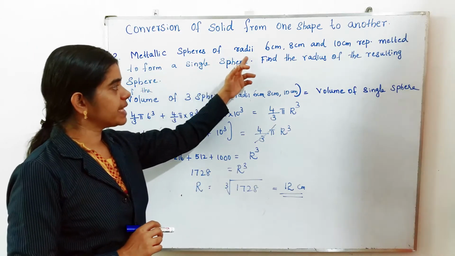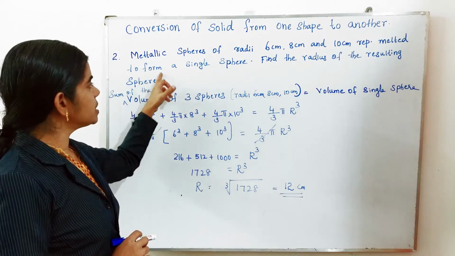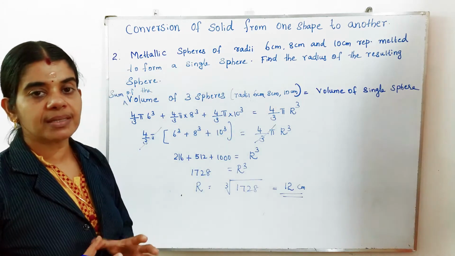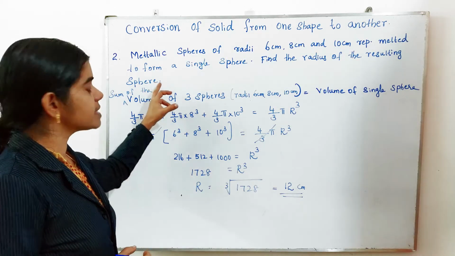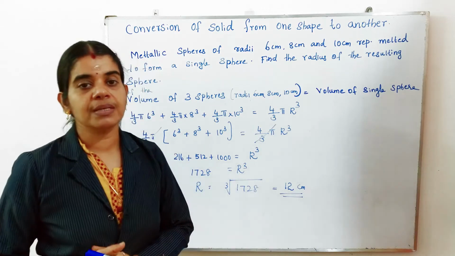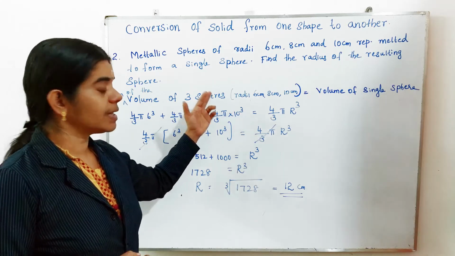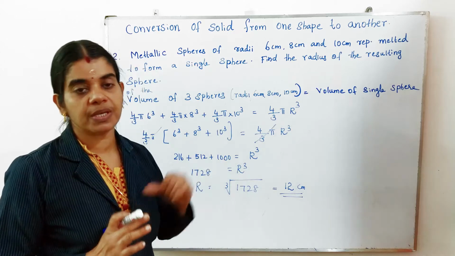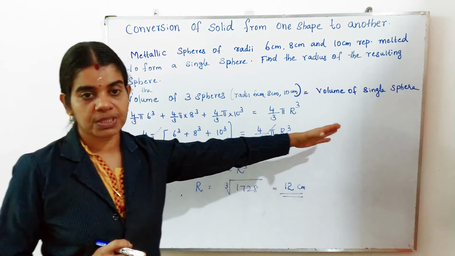Next question. Metallic spheres of radius 6 centimeter, 8 centimeter and 10 centimeter respectively are melted to form a single sphere. Three small spheres are there. We are melting them and forming a single sphere. Find the radius of the resulting sphere. That big sphere we are forming, that new sphere radius you want to find out. Then we know the theory: the sum of the volumes of the three small spheres is equal to the volume of the single sphere we formed.